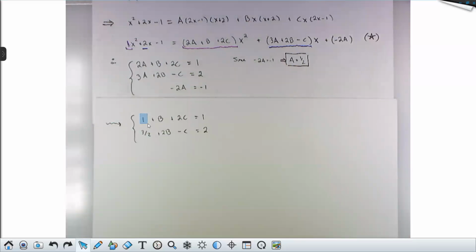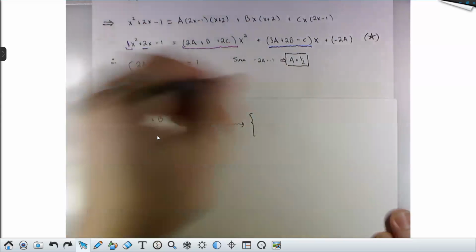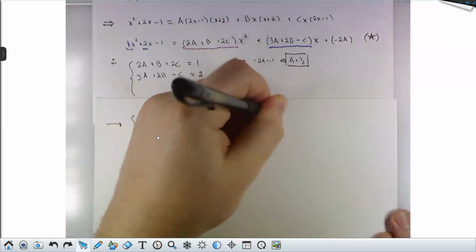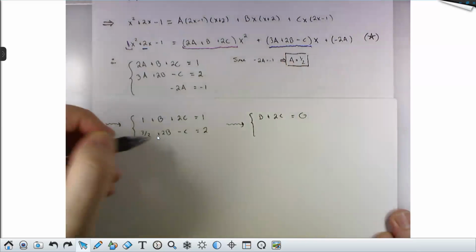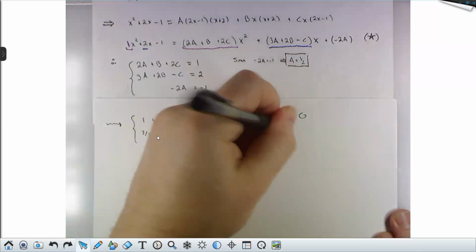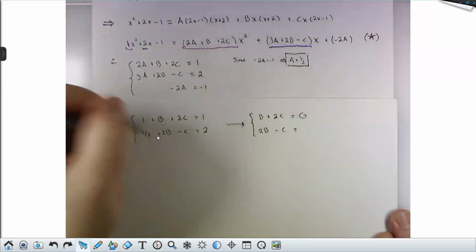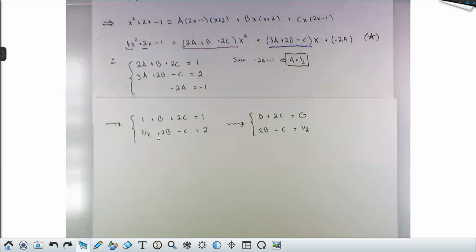I can subtract this 1, subtract this 3/2, but I still got work to do. So that's going to give me b plus 2c equals 1 minus 1 is 0, and 2b minus c is equal to 2 minus 3 halves, which is 1 half. Okay, now I've got a 2 by 2 system. How do I solve this 2 by 2?